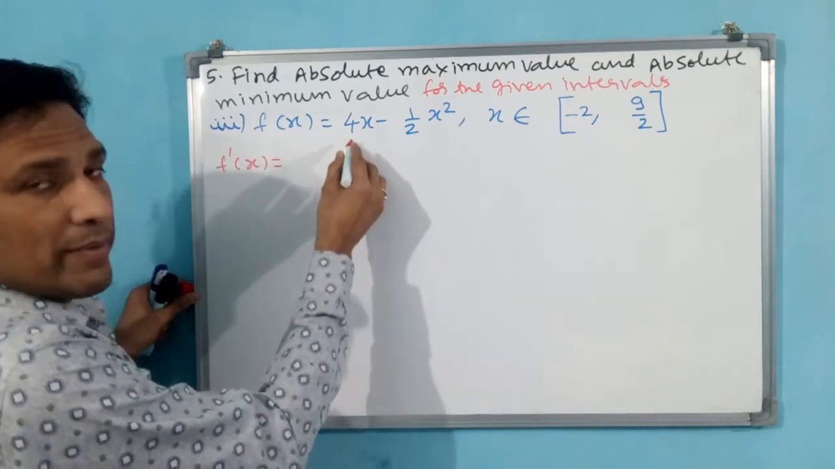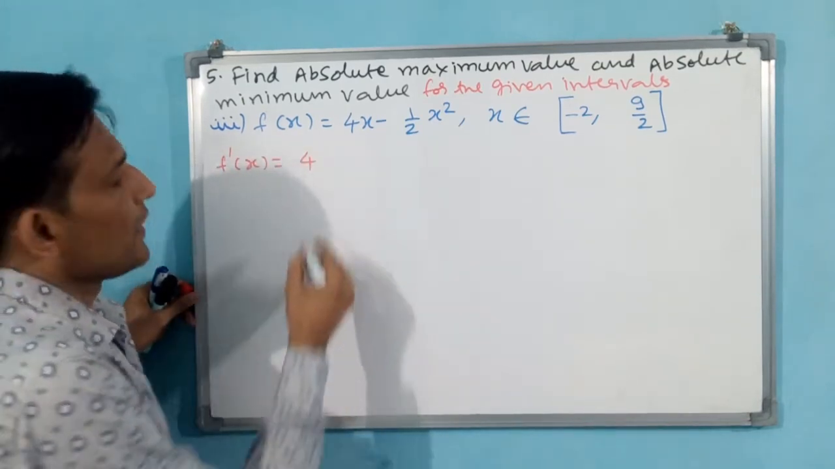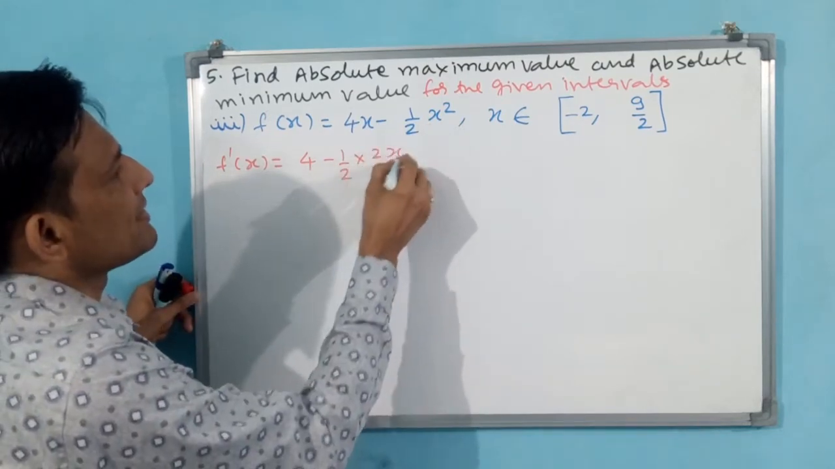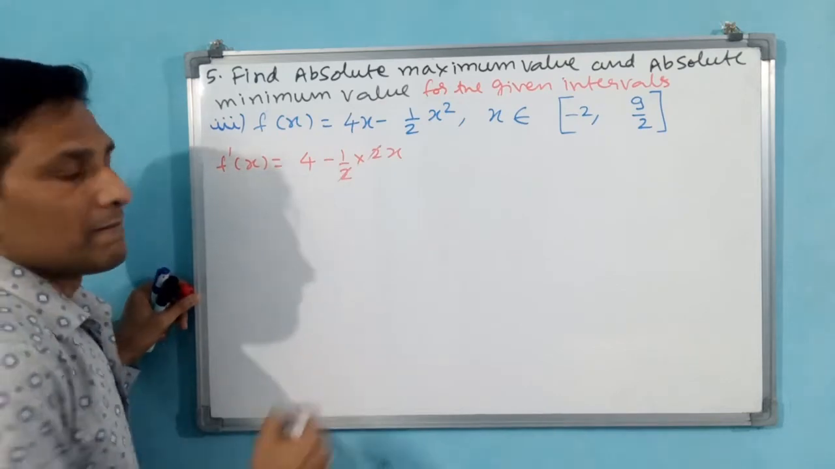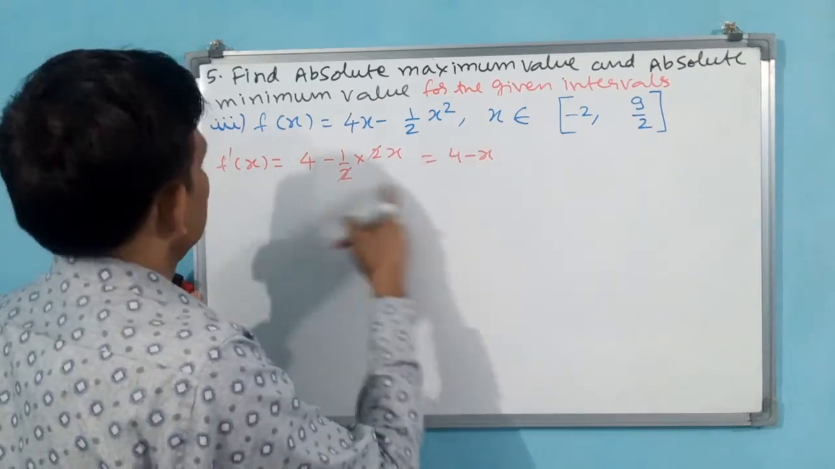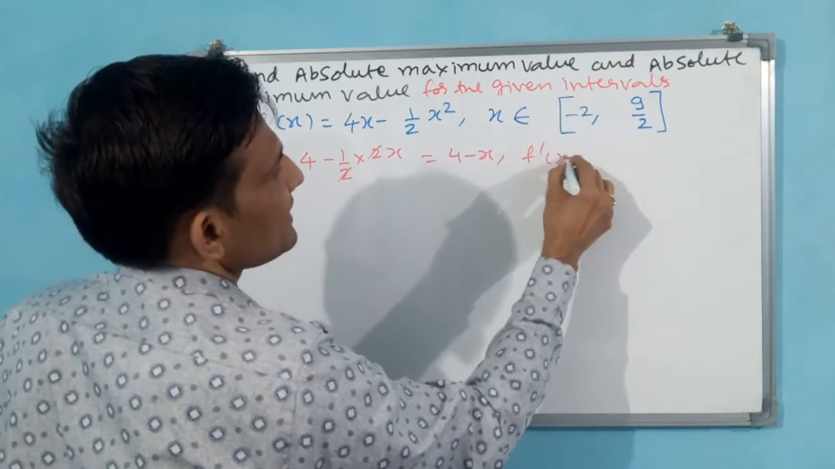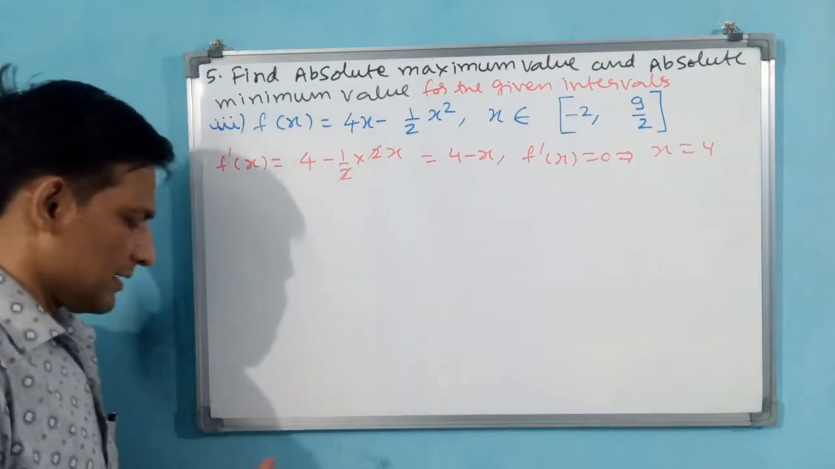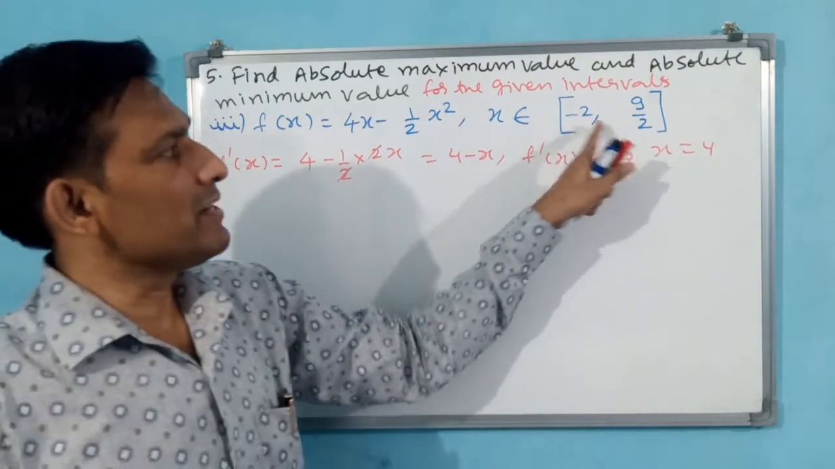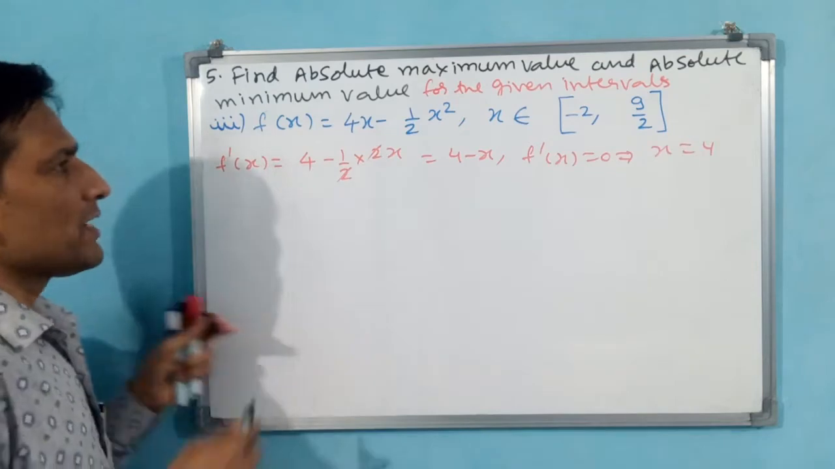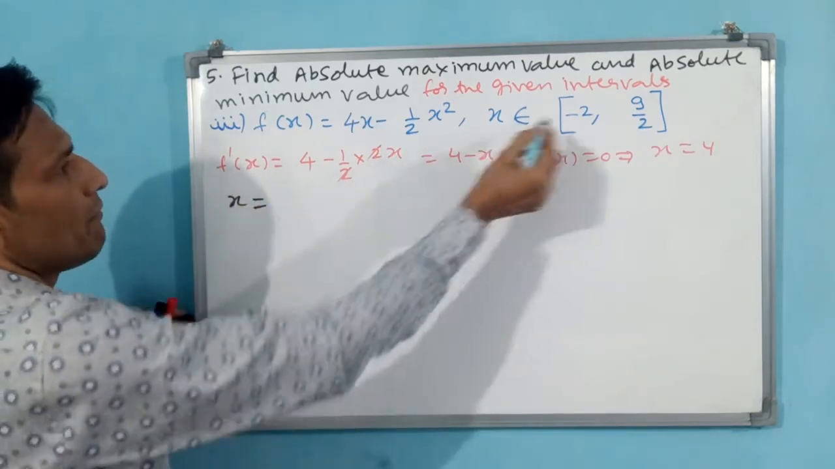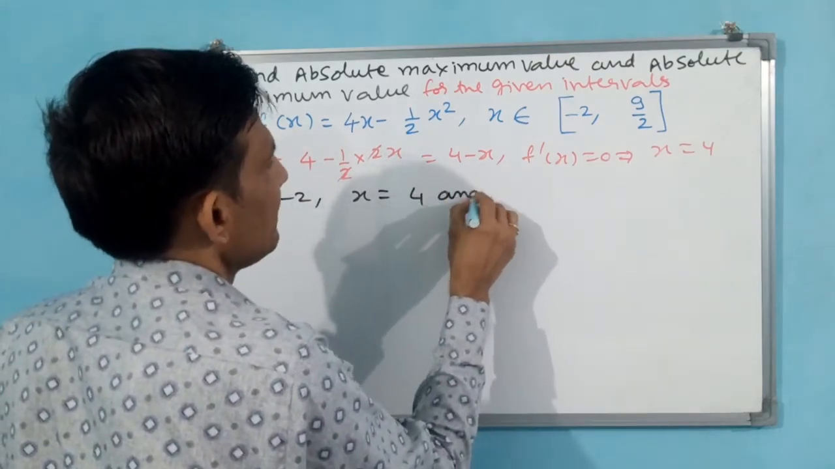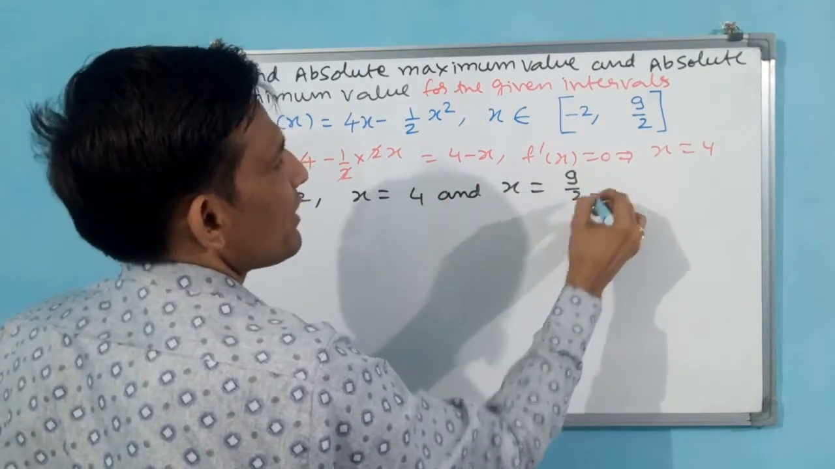f'(x) = d/dx of 4x is 4, minus half d/dx of x² is 2x. That means 4 minus x. Then you make f'(x) = 0, which implies x = 4. Okay? x = 4 lies between -2 and 4.5. Write down x = -2, x = 4 and x = 9/2.